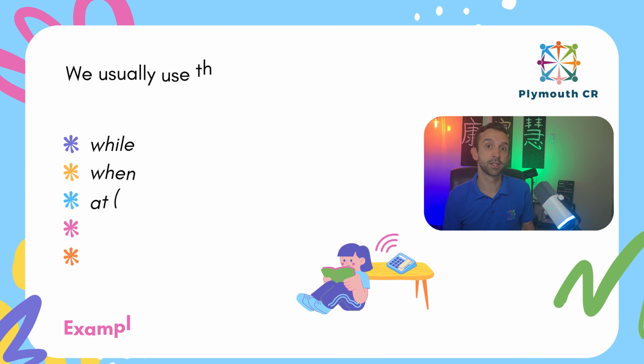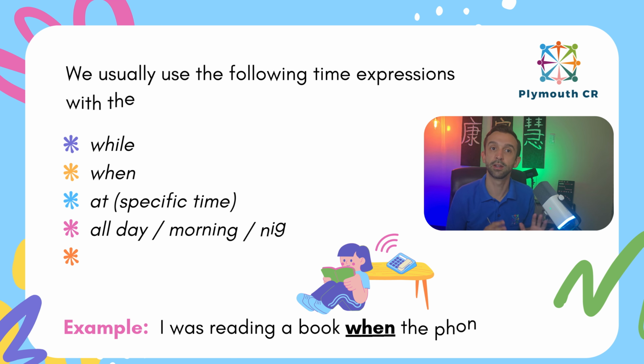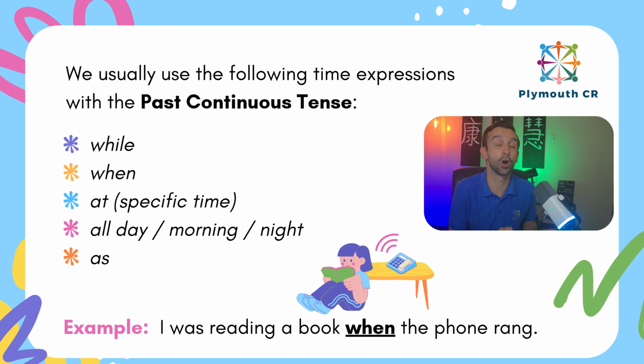Okay, so now let's talk about time expressions. As you know, usually every tense has its own set of time expressions that are used whenever we talk about situations or actions happening in a specific time or tense. So in this case, for the past continuous, we will find ourselves using the word while, which means mientras; when, which means cuando; at, a las, specific time; and then all day, morning, night: todo el día, en la mañana, en la noche.